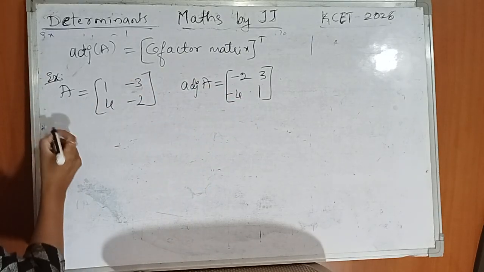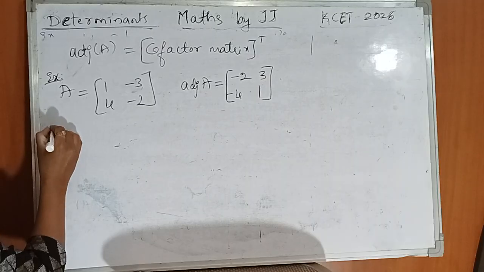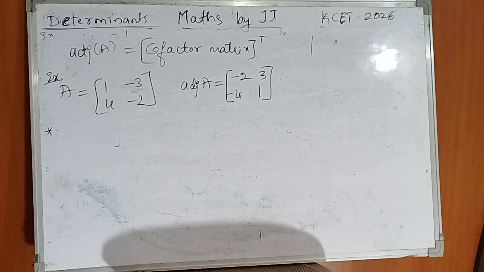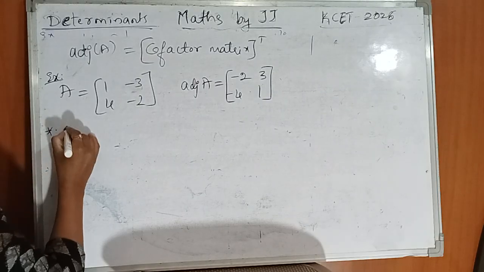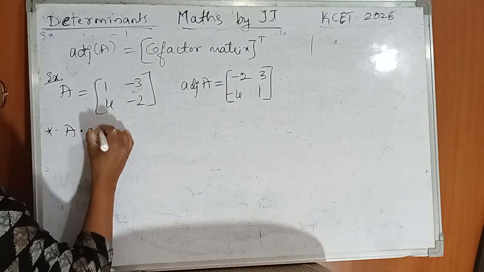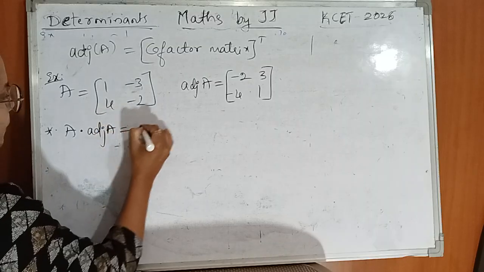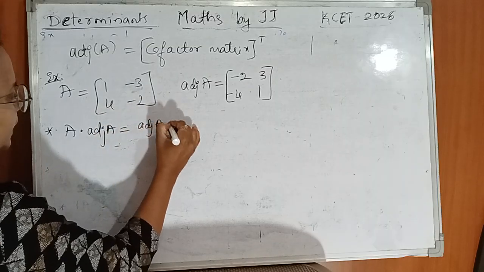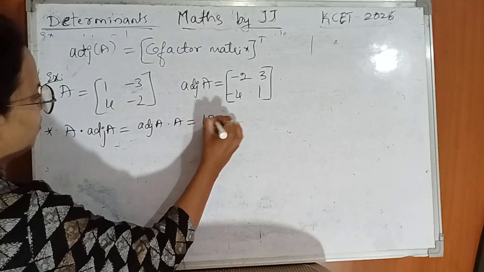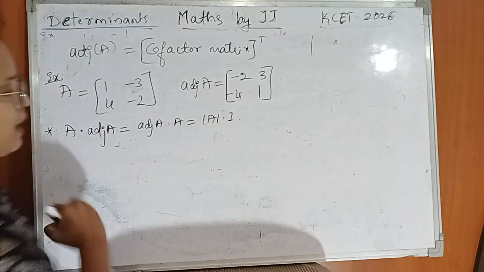Now there are certain formulas directly which will help you to calculate for CET. So there are certain formulas we have. A into adjoint of A, and adjoint of A into A, which is always equal to determinant of A into I.